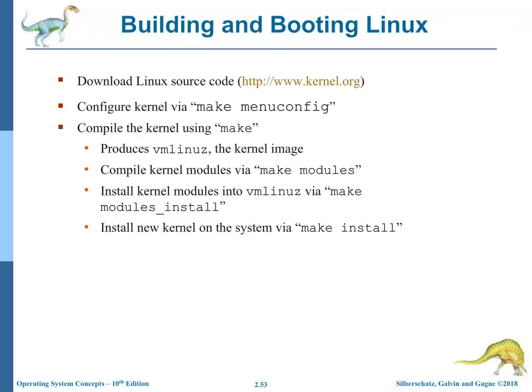The following steps build a Linux system from scratch. First, download the Linux source code from kernel.org. Then configure the kernel using the make menuconfig command. Then compile the main kernel using the make command. Then compile the kernel modules using make modules. Use the command make modules_install to install the kernel modules into vmlinux. Install the new kernel on the system by entering the make install command.